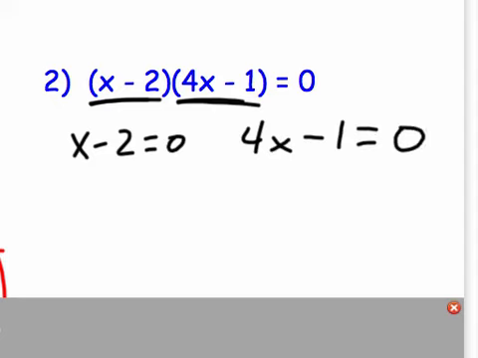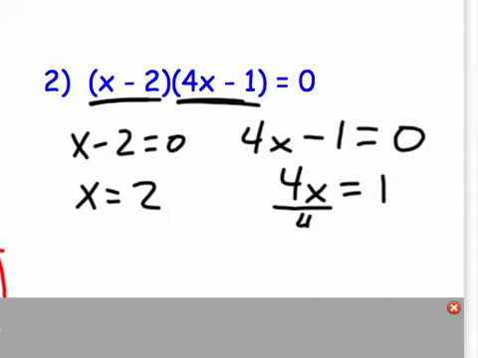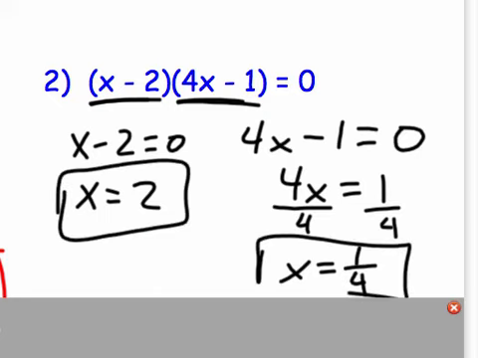So we add our 2 to both sides. x equals 2. Here we add 1. 4x equals 1. And divide by 4. So x equals 1/4. So we got x equals 2 and x equals 1/4. The quick trick to that one, I want this first one to equal 0.